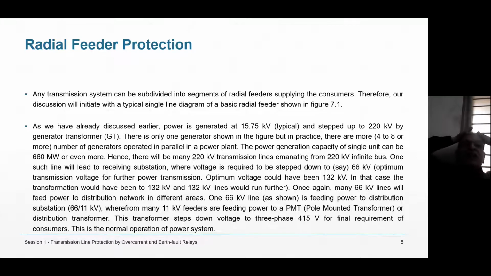And when these things come, the protection becomes complicated. So I'm not yet talking of that protection. Protection with DGs, distributed generation, I'm not yet talking about. Protection with distributed generation is yet a topic of research. Right now we are assuming that the source is on one end and the load is at the other end. That is a radial feeder.